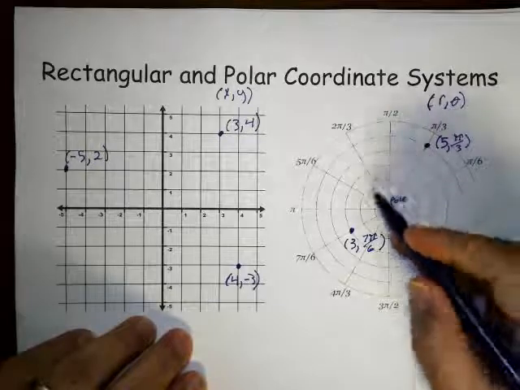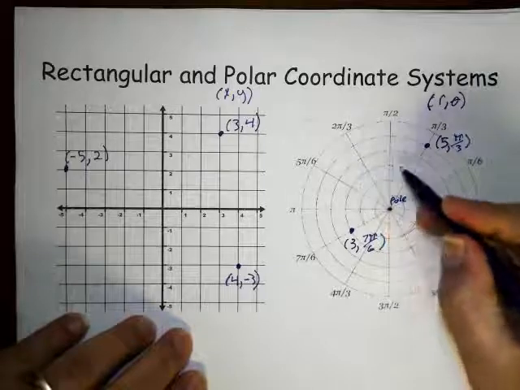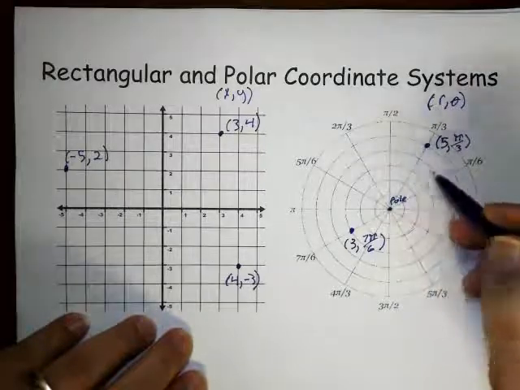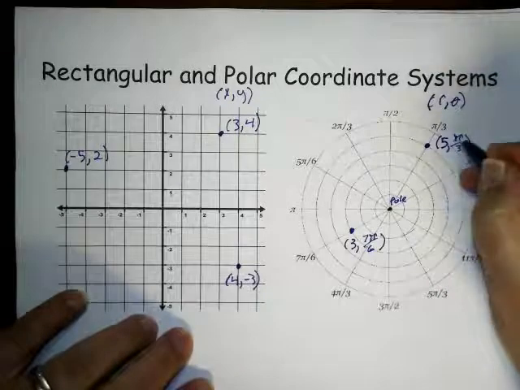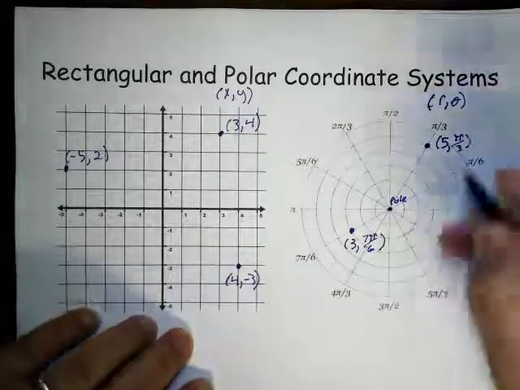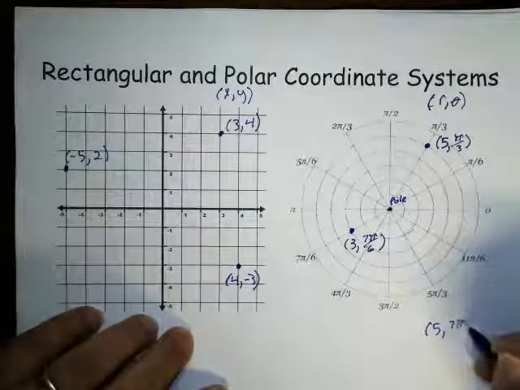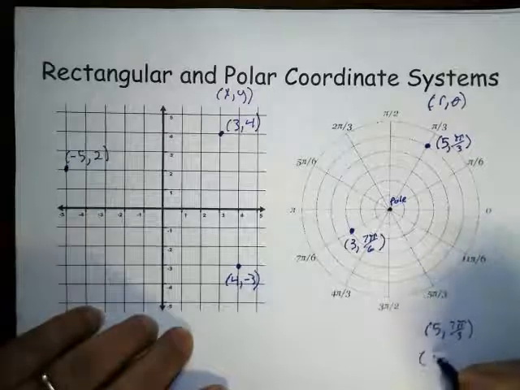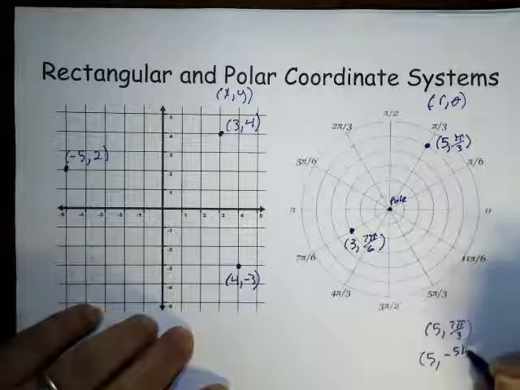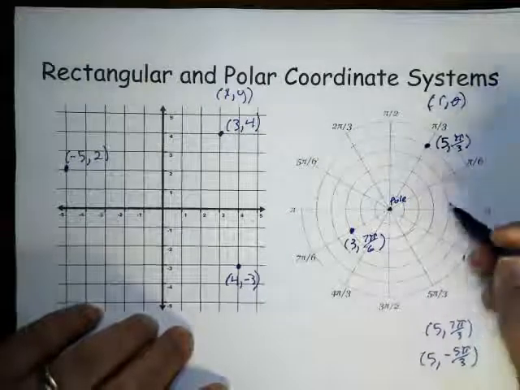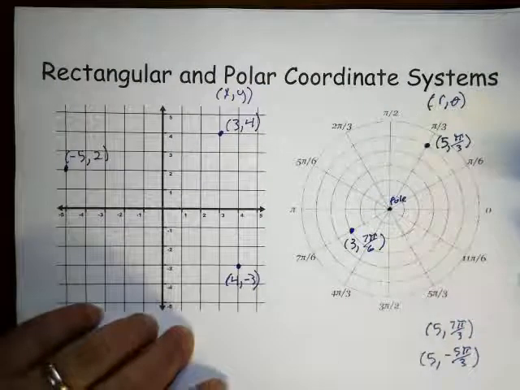So I could have 7 pi over 3. Or I could go the negative direction, and that would be 5 pi over 3. And let me actually write these down. So this ordered pair could be written down with the following ordered pairs. I could do 7 pi over 3. Or I could do negative 5 pi over 3. Okay, so in other words, I'm going the negative direction to get there, and I'm going out 5, and I would get the same point.